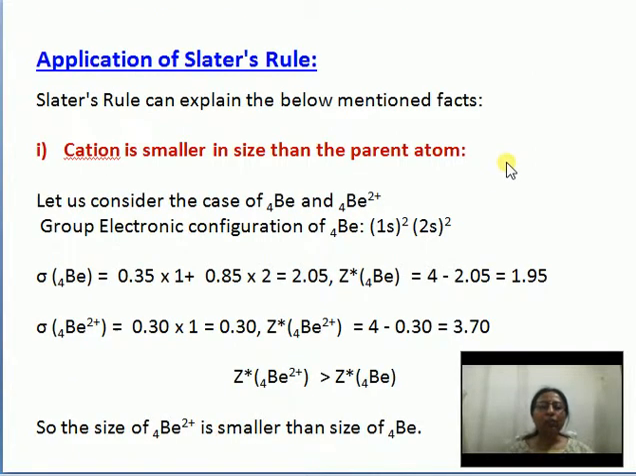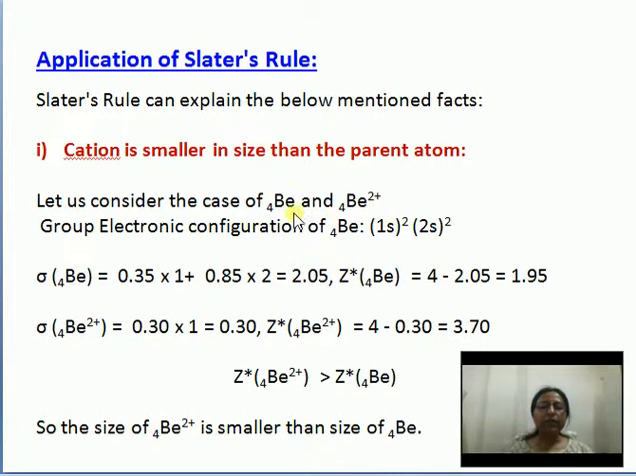So now coming to the application of Slater's rule. First, you always know that the cation is smaller in size than the parent atom. This is obvious because when the cation is formed, the number of electrons becomes less in the outer shells, and these fewer electrons will be more closely attracted by the nucleus, and the size will obviously be less than the parent atom. But now we can tell this quantitatively using Slater's rule.